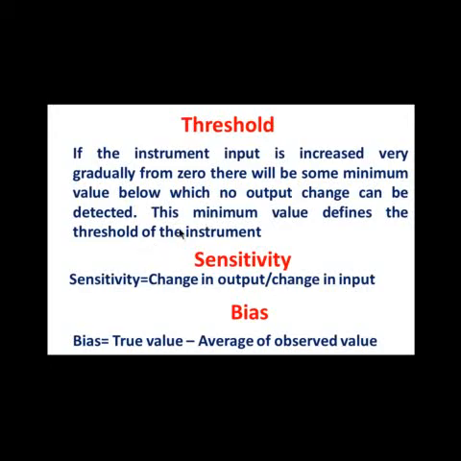So we can say that if we give input from 0, there will be some minimum value below which no output change can be detected. So that minimum value is considered as the threshold of the instrument. Next we have sensitivity. Sensitivity is the ratio of change in output to the change in input.